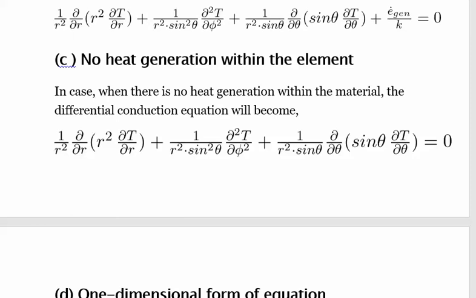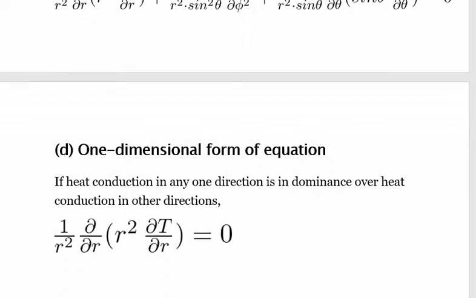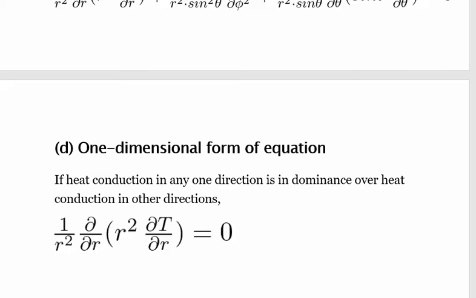The next case is no heat generated within the element. If no heat is generated in the element, then the value of heat generated by the thermal conductivity will also be 0. So we have reduced one more term in the complete equation, and we get only the spherical coordinates r, theta and phi, and the right hand side will be 0.